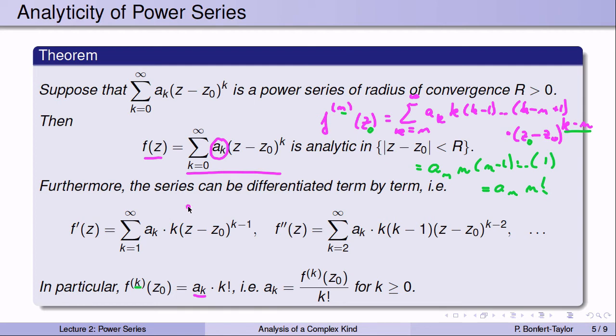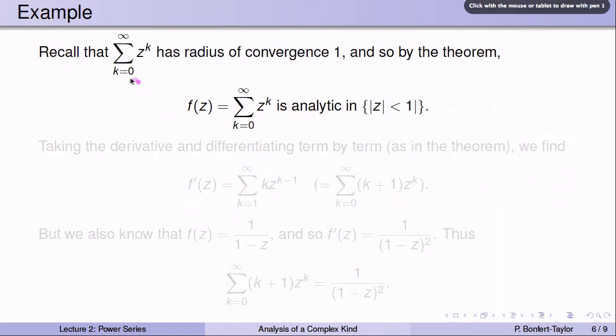Let's look at some examples. So remember, the series z to the k has a radius of convergence 1. Therefore, by the theorem, this function f of z given by the sum k equals 0 to infinity z to the k is an analytic function. We kind of knew that. We found what the sum is, right? We know f of z is 1 over 1 minus z. We know an explicit formula, and we know that is analytic. In fact, we know this is actually an analytic function in the whole complex plane minus the value 1.